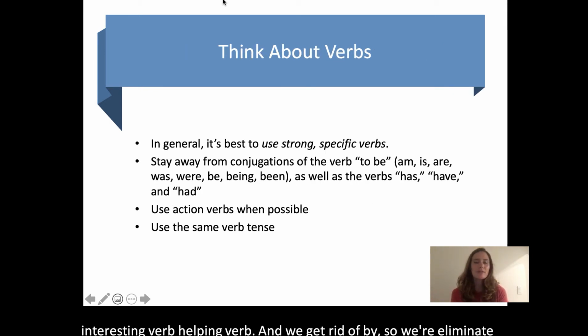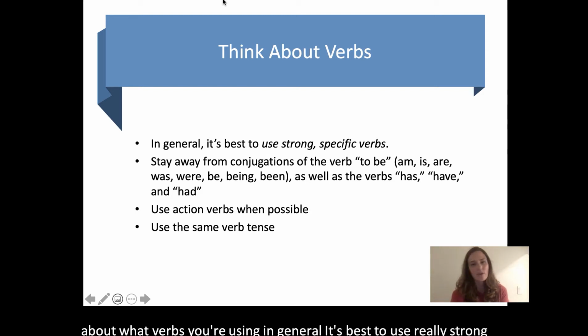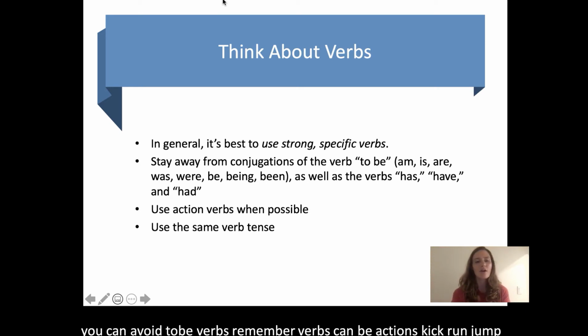Think about your verbs. More along the lines of verbs, think about what verbs you're using. In general, it's best to use really strong, specific verbs. And when you can, sometimes you can't avoid it, but when you can, avoid to be verbs, right? Remember, verbs can be actions like kick, run, jump, but they can also be states of being like am, is, are, was, were. So try to skip those when you can. Flip it around to use a more interesting verb.